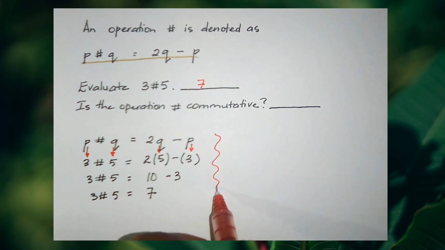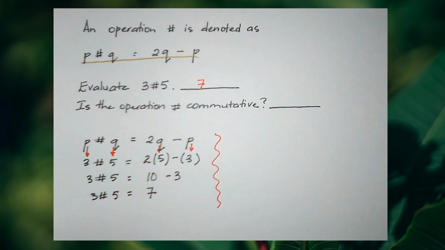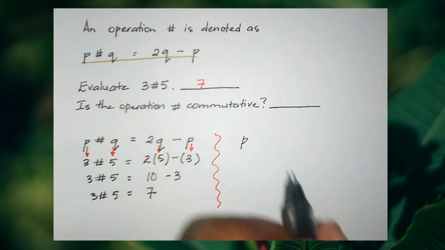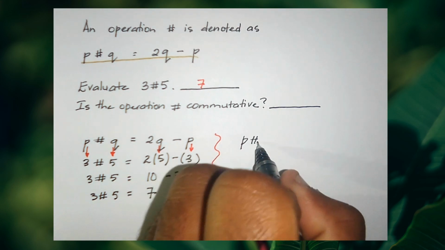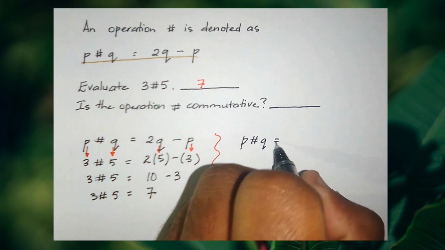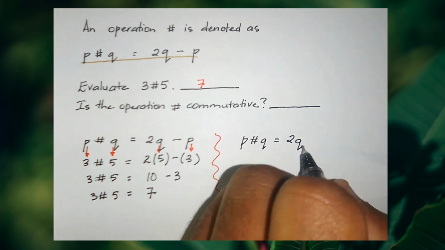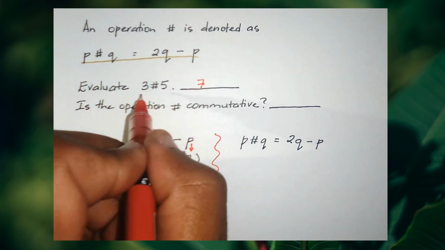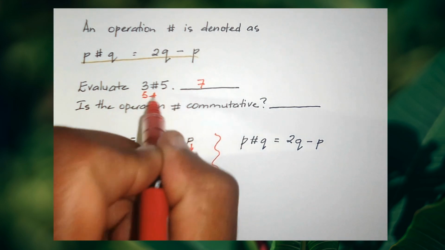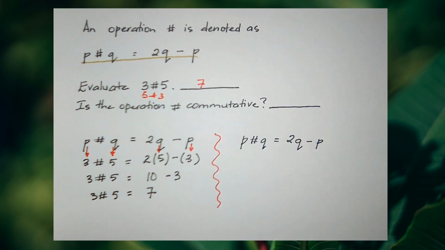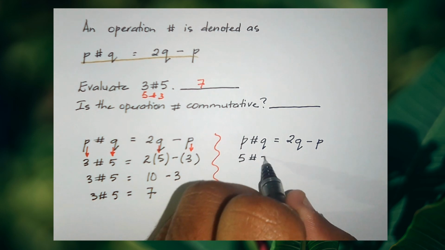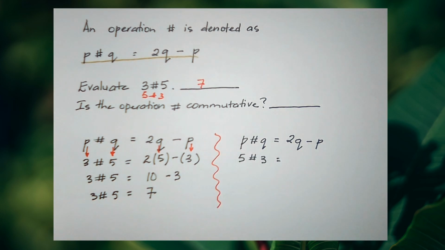So what would we have to do now? We would have to switch around the values. So we're going to always start off with this function, or the binary operation. P number sign Q is equal to 2Q minus P. And remember, we're going to perform that switch. So if it was 3 number sign 5, it's going to be 5 number sign 3 now. So we're going to put 5 number sign 3, and we're going to do the same procedure.